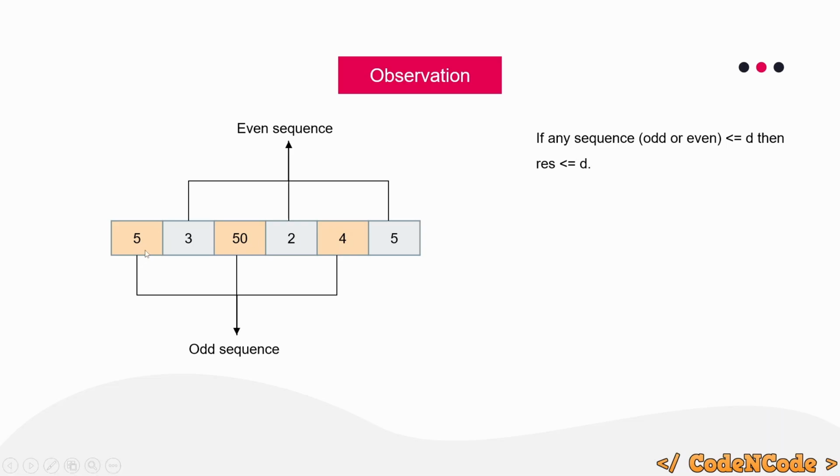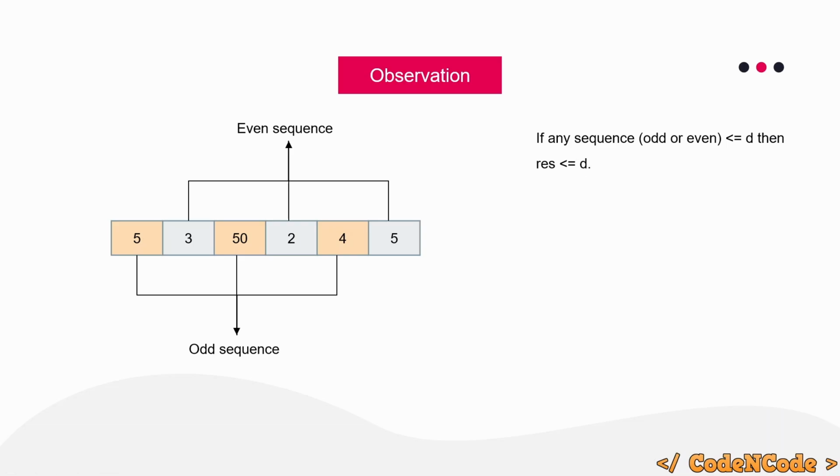So let's say this is the input, this is the subsequence that you have chosen, and these elements are odd indexed elements, and these elements are even indexed elements, right? So this is the odd sequence, this is the even sequence of your overall subsequence. If any sequence, doesn't matter whether odd or even, has all the elements less than or equal to d, then the overall result will be less than or equal to d.